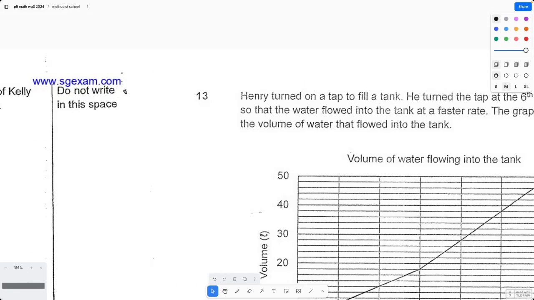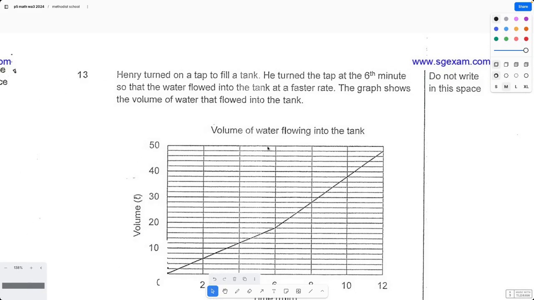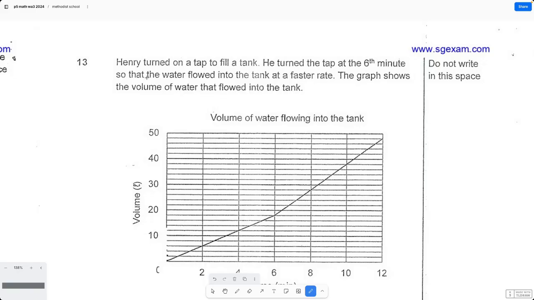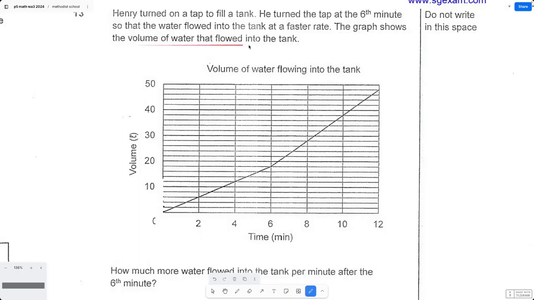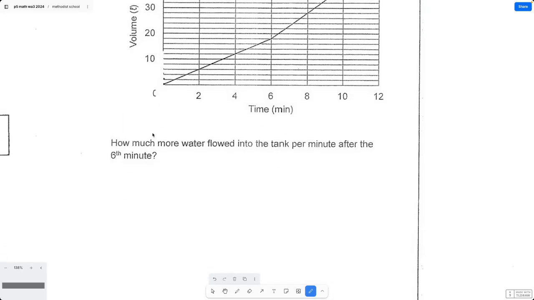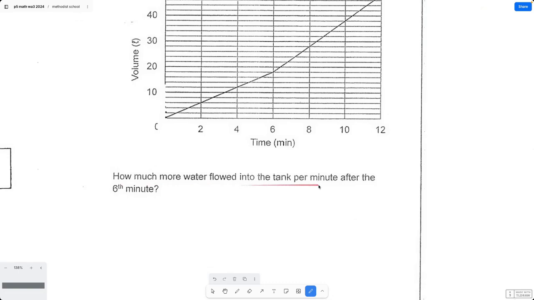All right, let's move on to the next question. Question 13 says, Henry turned on a tap to fill a tank. He turned the tap at the 6-minute mark, so the water flowed into the tank at a faster rate. The graph shows the volume of water that flowed into the tank. How much water flowed into the tank per minute after the 6 minute?